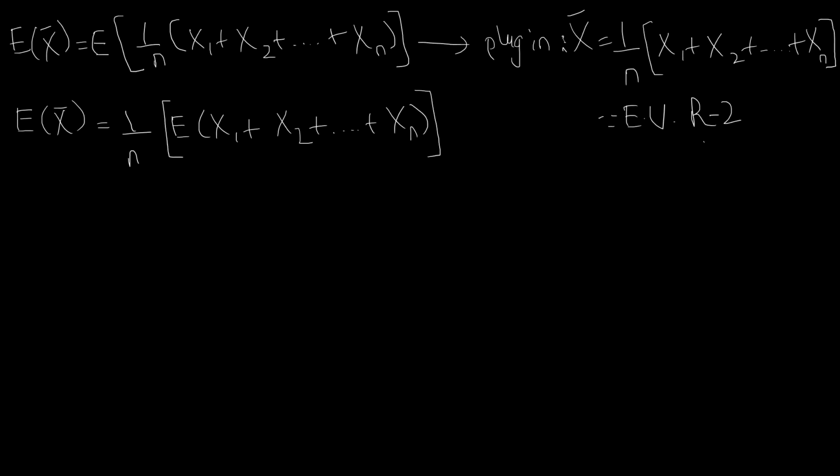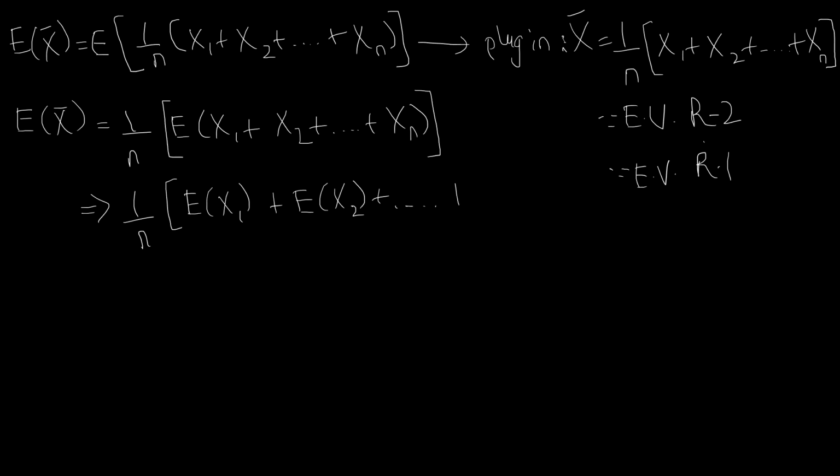Okay, cool. So now we can use expected value rule number 1 to further simplify this. So using expected value rule number 1, we can break up these components. So let me just do that in the next step. So this becomes 1 over n times the expected value of x1 plus the expected value of x2 plus all the way till xn, so the expected value of xn.